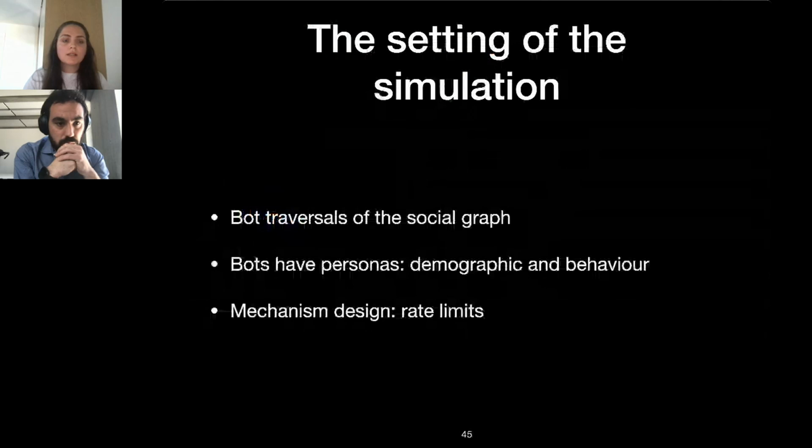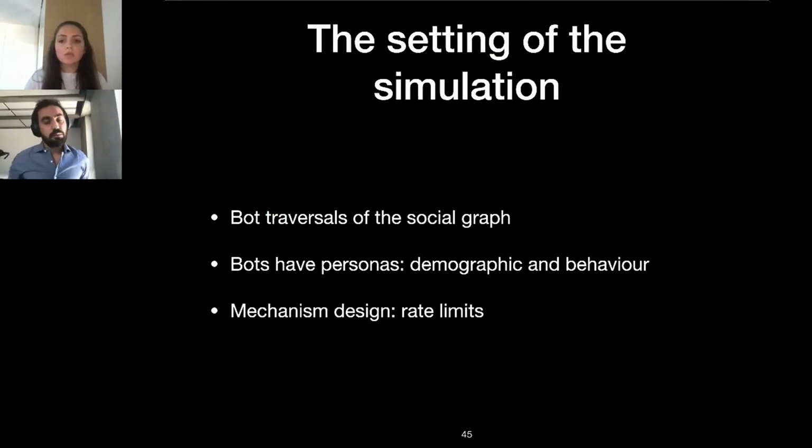The third thing is Mark talked about mechanism design. So in the paper in particular, we talk about rate limiting, about what the platform allows users to see when crawling the platform. In particular, how many friends the bot can see when visiting someone's profile.